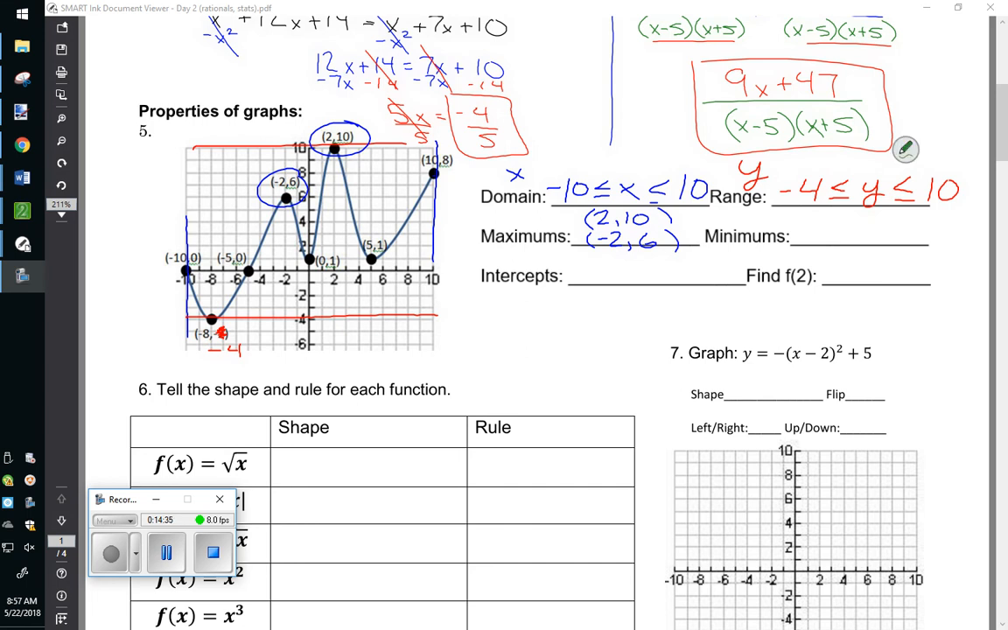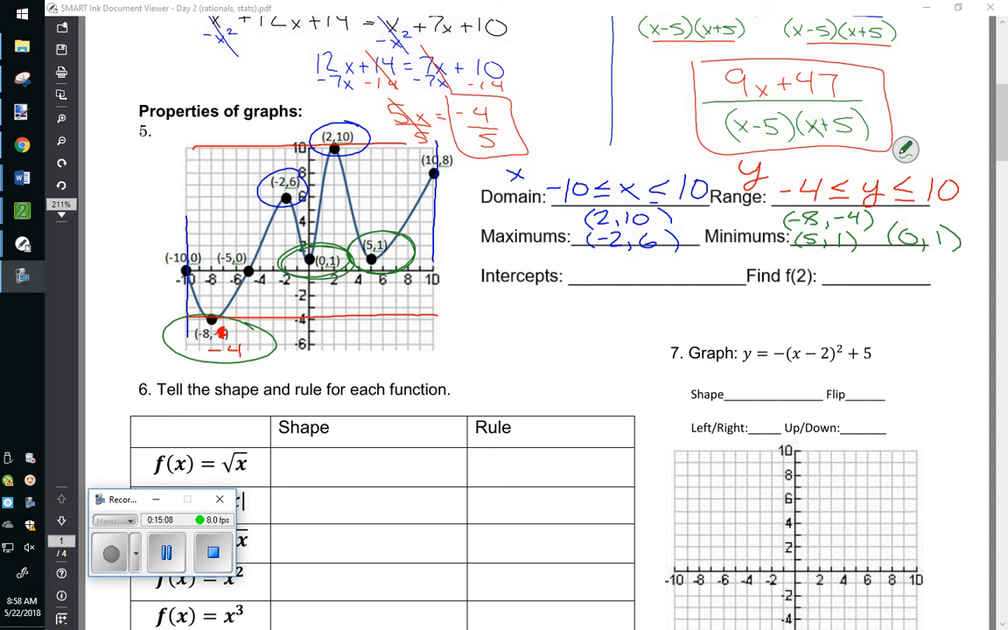Minimums, show me with your fingers. How many minimums does this graph have? 3. Negative 8, negative 4 is one, because that's the lowest one. That one's pretty obvious. But don't forget about 0, 1 right there, and also don't forget about 5, 1 right there. Remember, when we talk about minimums, we're talking about the valleys, the places on my graph where my graph goes from down to up. Down to up, those are my minimums.